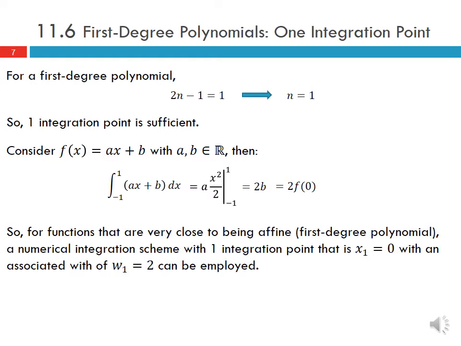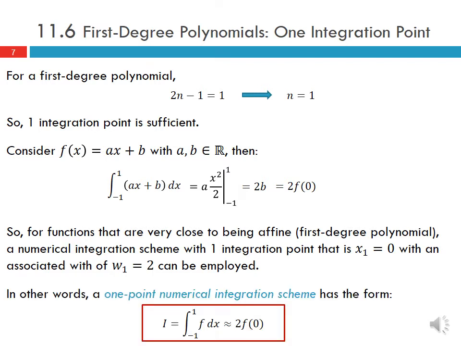So for functions that are very close to being affine or first degree polynomials, a numerical integration scheme with one integration point, which is at x1 is equal to 0, and with associated weight of w1 is equal to 2, can be employed. And this would allow us to exactly calculate the integral for a first degree polynomial. So in other words, a one-point numerical integration scheme has the form that I is approximately equal to 2 times f of 0.